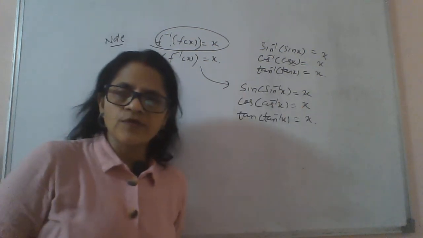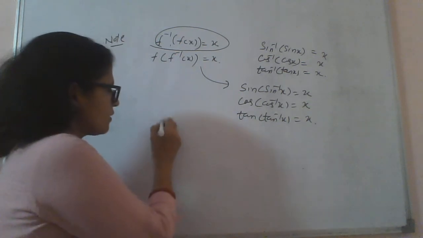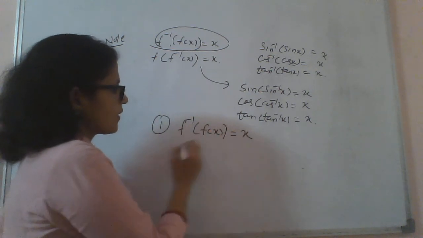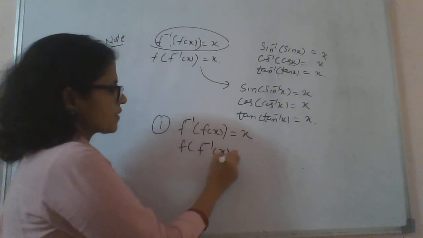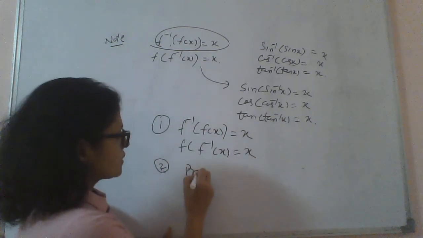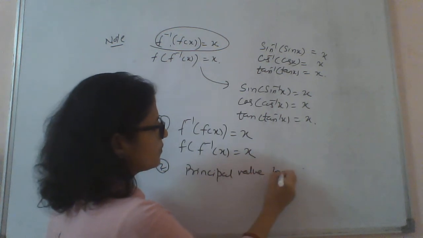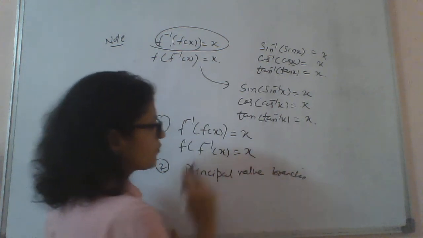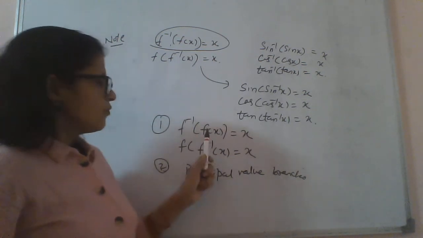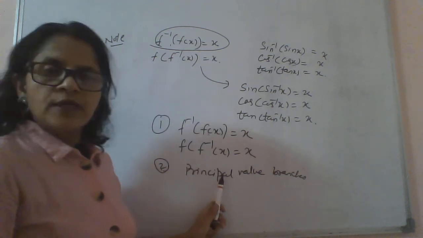While taking questions on principal value branches, the first thing we need to remember is f inverse f(x) equals x and f of f inverse x equals x. The second thing we have to remember is the principal value branches. Before we go to any other formula or concept, for principal value branches we need to have these two things: one is this one, and the other is the principal value branches.